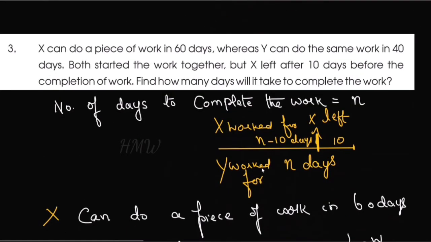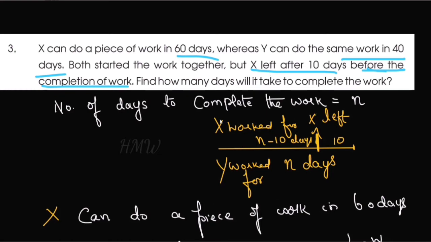Question number 3. X can do a piece of work in 60 days, whereas Y can do the same work in 40 days. Both started the work together. X left after 10 days before the completion of work. So this is very important. Is it before the completion of work or before the starting of work? You have to just read this. So X left after 10 days before the completion of work.